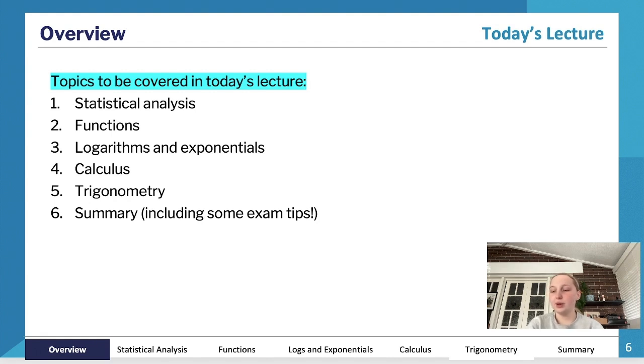So with today's lecture, we're going to be covering 5 topics. We'll start with statistical analysis, which is like all your data and things, then functions, logs and exponentials, which is probably the biggest part of today's lecture. Then we'll look at calculus, some trig quickly, and then we'll do a little bit of a summary at the end and talk about exam tips and how to approach questions in maths.